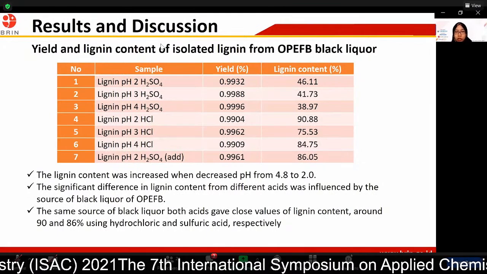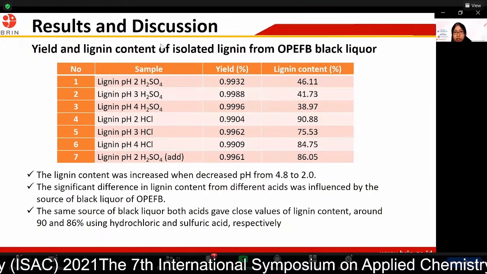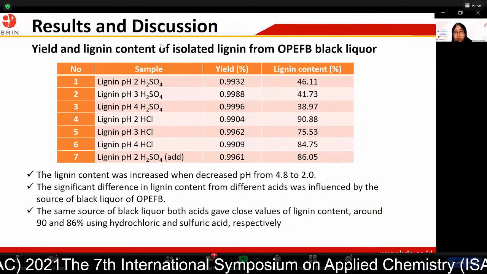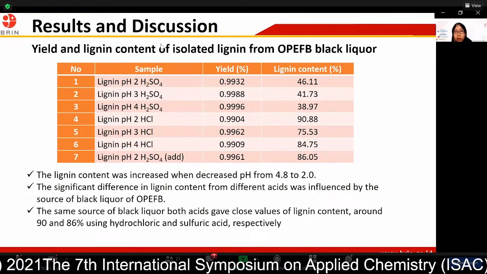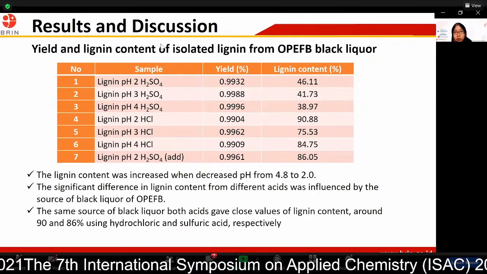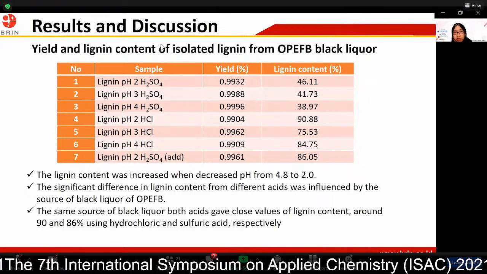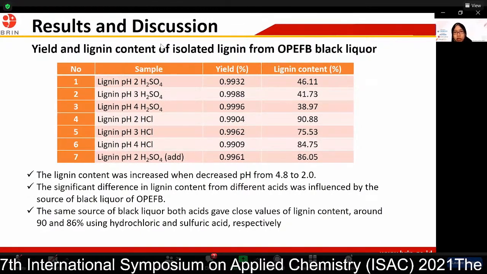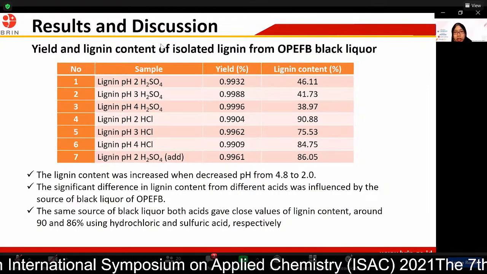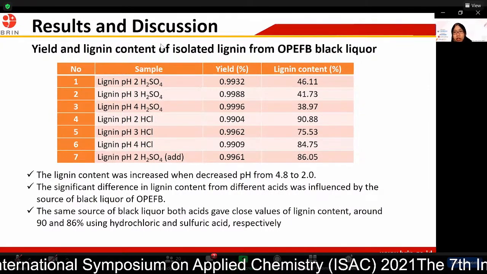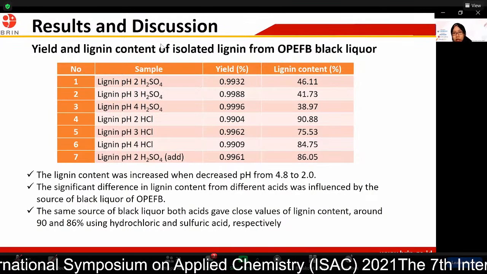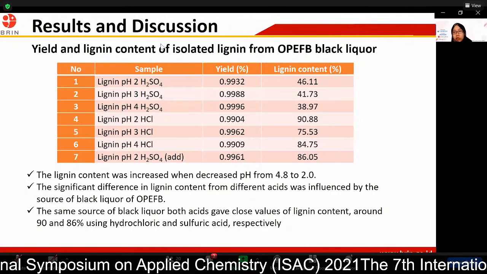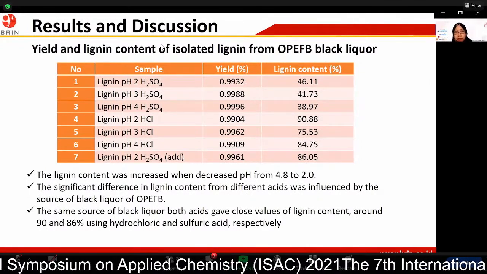Based on our result, it can be stated that the significant difference in lignin content from different acids is due to the source of the black liquor, because samples 1 and 3 have the same source but differ from samples 4 to 6. Therefore, we did sample 7, which has the same source as samples 4 to 6. After using the same source, it resulted in quite similar results, 90 and 86. Therefore, the source of the black liquor also plays an important role here.